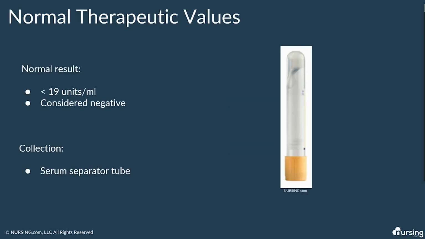Normal values for this test are somewhat interesting. If it's below 19 units per mL, the patient is considered negative. This is when we want to be negative. Collection for this is through a serum separator tube or a gold top.